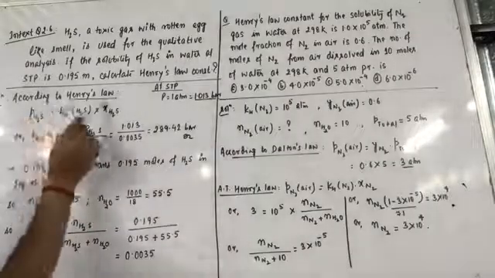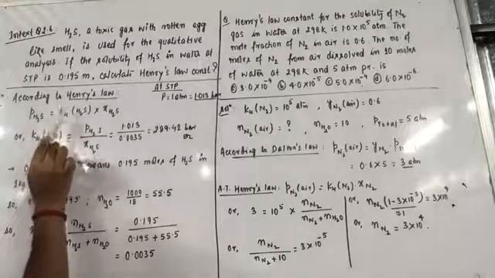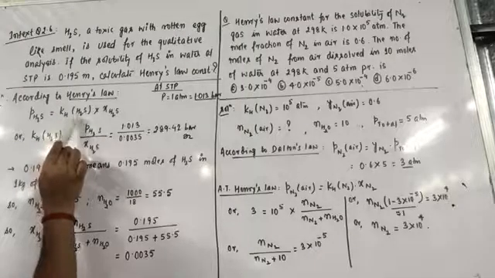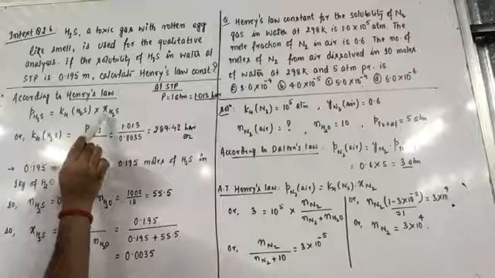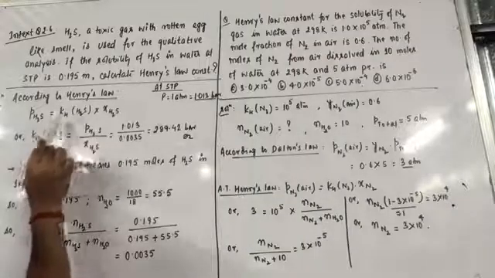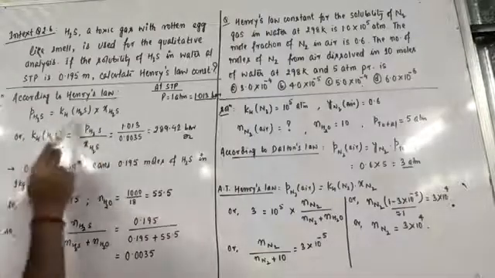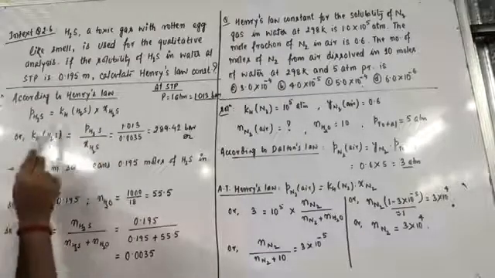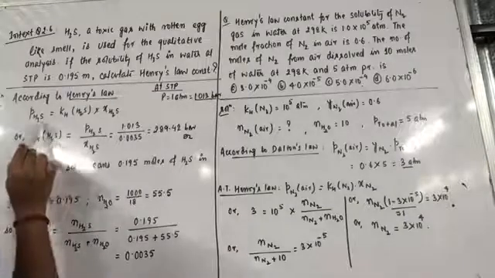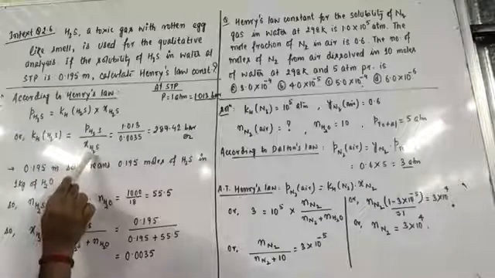So according to Henry's law, the pressure of hydrogen sulfide is equal to its KH, means Henry's constant, or we even call it Henry's law constant of hydrogen sulfide gas, times mole fraction of hydrogen sulfide gas. So this is the working formula, and this formula is from Henry's equation. So KH, we have to calculate this KH. KH means Henry's law constant of hydrogen sulfide gas. This is equal to pressure of hydrogen sulfide gas divided by mole fraction of hydrogen sulfide gas.